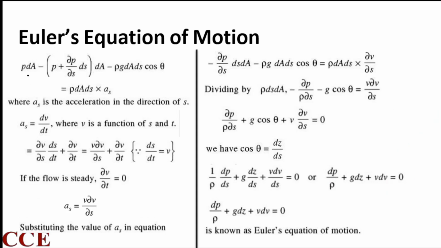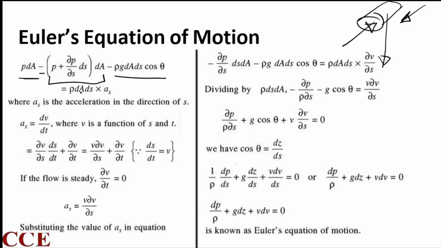Putting the values in the equation: P dA was in the upward direction in our diagram. So this is P dA minus (P + ∂P/∂S ds) dA, the pressure force in the opposite direction, so the sign is negative here. Minus ρ g dA ds cos theta, the weight of the element. This is equal to ρ dA ds times as, where as is the acceleration in the direction of s. We know that acceleration is the rate of change of velocity, so dv/dt.